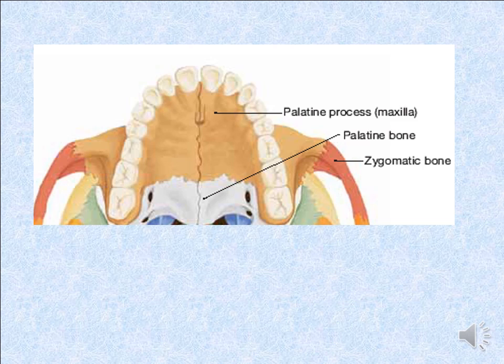At the roof of the mouth, we have the hard and soft palate. The anterior two-thirds is the hard palate, and the posterior third is the soft palate. The hard palate is formed by two bones: the anterior two-thirds by the palatine process of the maxilla, and the posterior third by the horizontal part of the palatine bone.